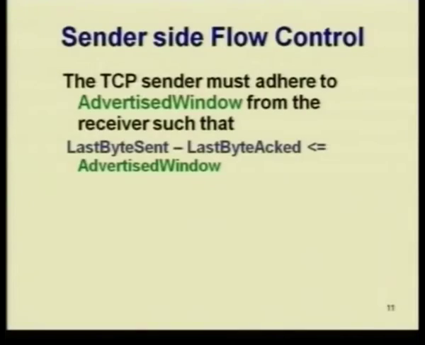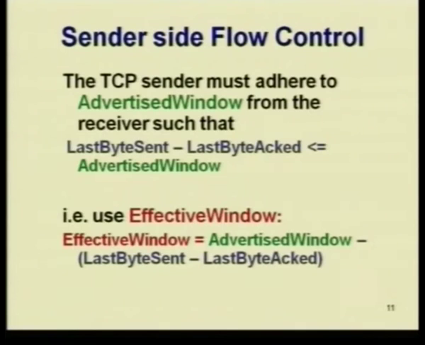Now, if you look at this formally, in terms of how the advertised window is used with these pointers, the TCP sender must adhere to the advertised window from the receiver such that last byte sent minus last byte ACKed is less than or equal to the advertised window. Remember, last byte sent minus last byte ACKed is the amount of data that has not yet been acknowledged. That amount will always have to be less than or equal to your advertised window size. So, if this value is already equal to your advertised window size, then it means that you cannot send any more data.